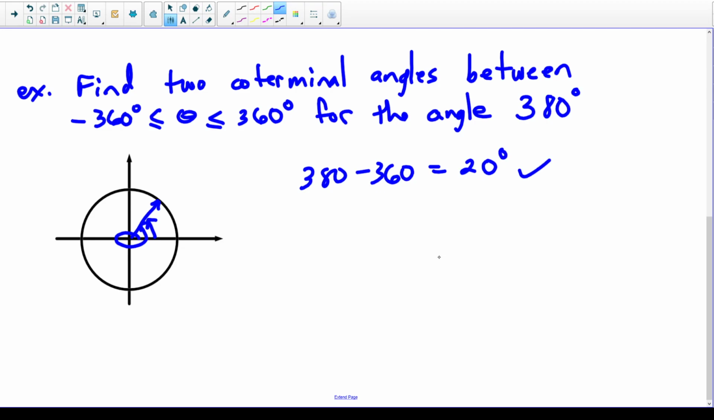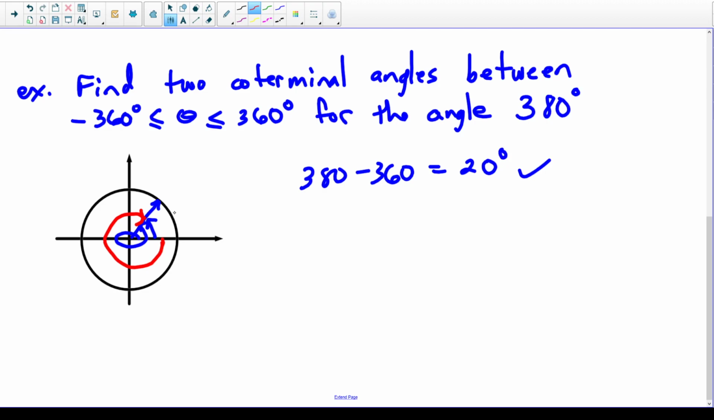But I did say for two coterminal angles. So how would I find the other one? I can't keep going around the circle because I'm going to get bigger than 360, and I said that it has to be smaller than or equal to 360. But I can go the other way. So mathematically, how that works is if you go all the way to negative 360 and add 20, that's going to bring you to that angle. So all the way around the circle to negative 360 and then add 20.